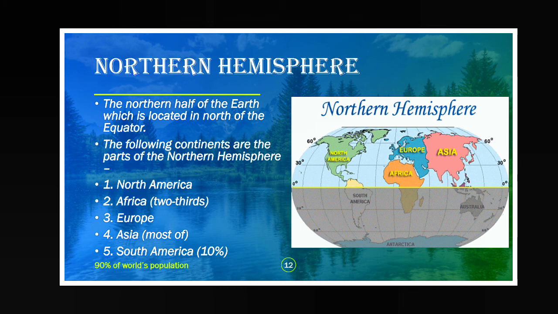Next is the northern hemisphere. Always remember, it is located north of the equator. The northern hemisphere includes all of North America, two-thirds of Africa, all of Europe, most of Asia, and only 10% of South America. And remember one extra piece of info: 90% of the world's population lives in the northern hemisphere. Why is it so? Because at the time of the discussion of climate, we'll discuss this.